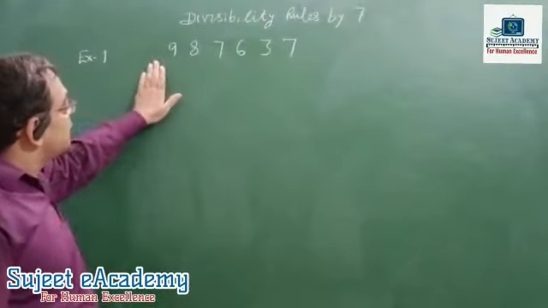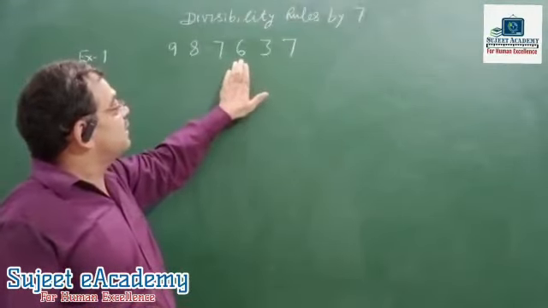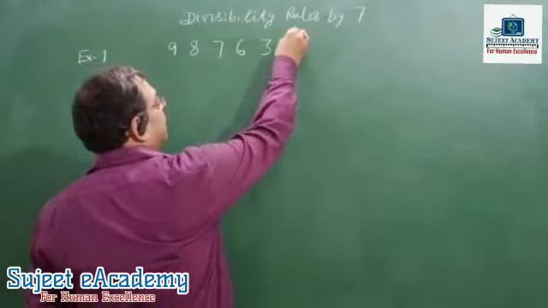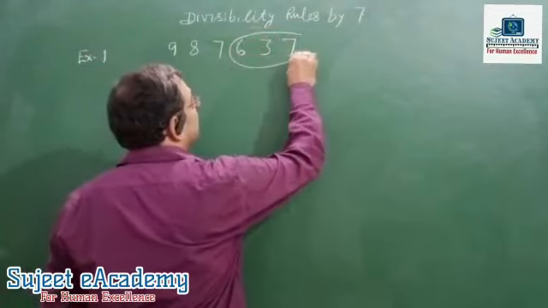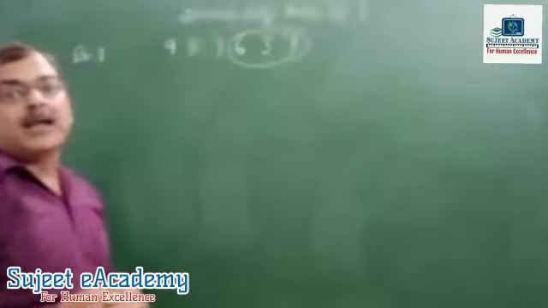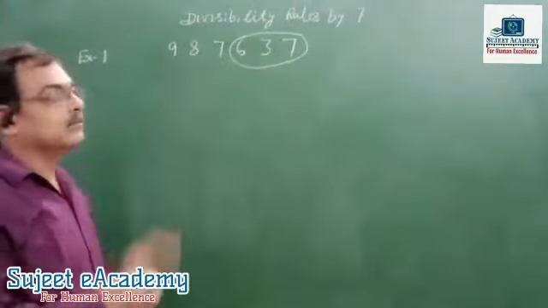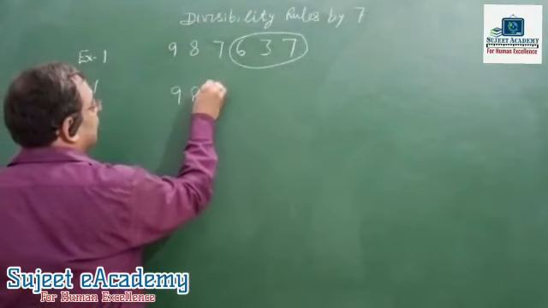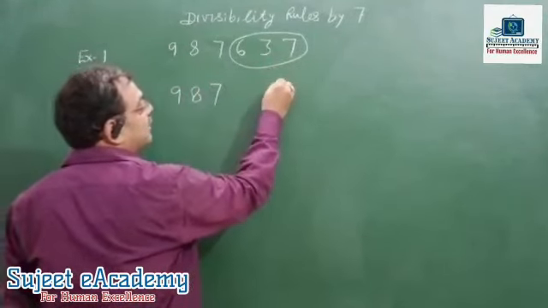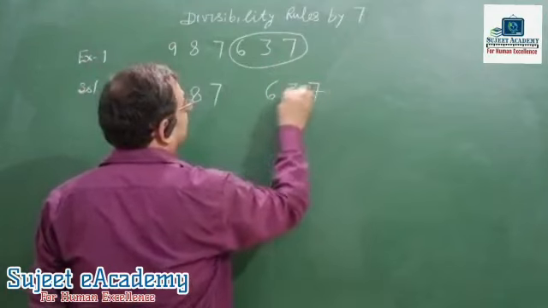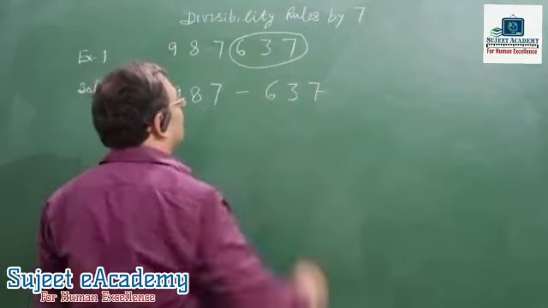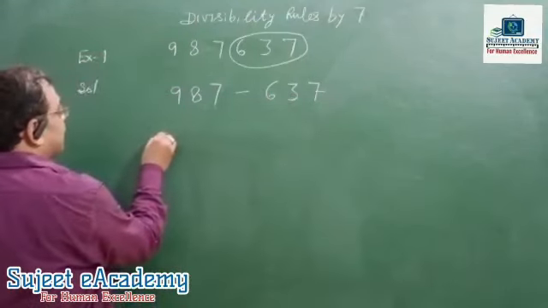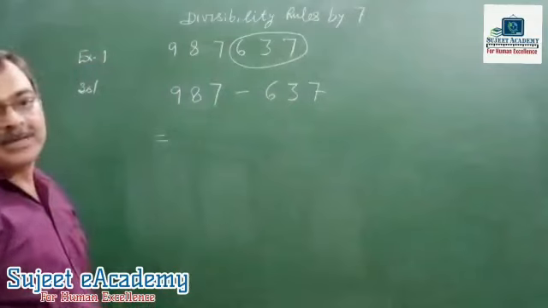Now let us take the first example: 987637. You select a triplet from the left, and subtract it from the remaining part. Its solution is as follows: 987 is the remaining part and this one is the triplet, 637. Now you find the difference. If the difference is divisible by 7, then the whole number is divisible by 7.